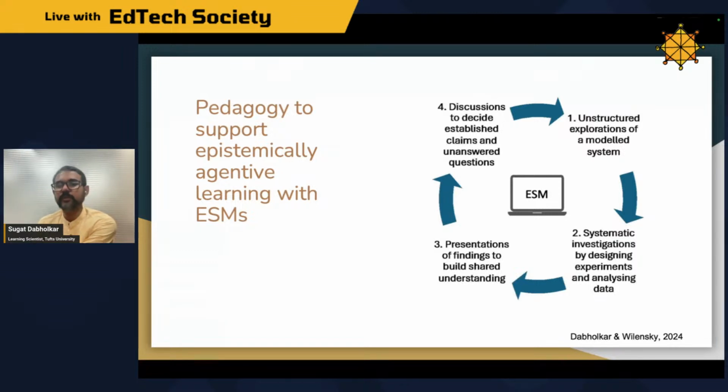The next step is important. In the next step, we do systematic investigations by designing experiments and analyzing data. So students ask questions and form hypotheses and collect data, analyze that data. And then third part is where they present their findings to build shared understanding in the classroom. And then we would have discussions to decide which claims are established and which are unanswered questions. And then we would do more explorations and so on. So this is an iterative sort of cycle.